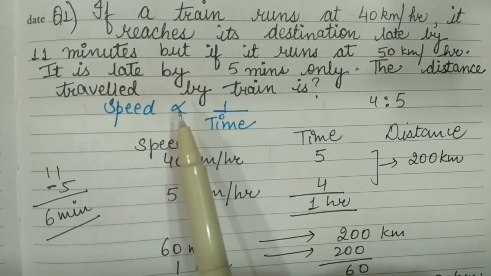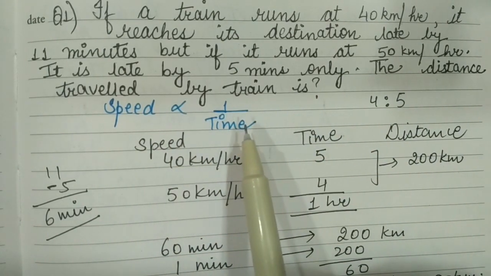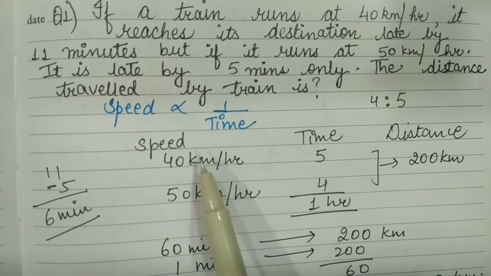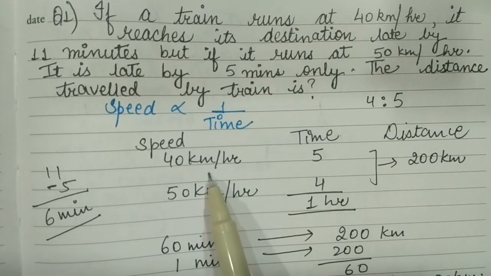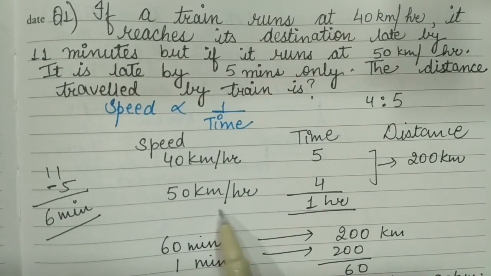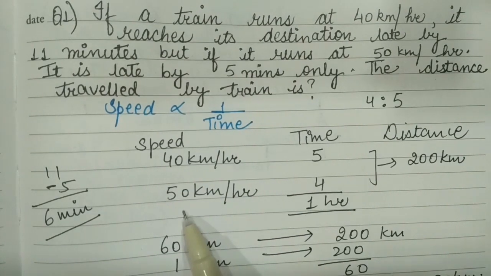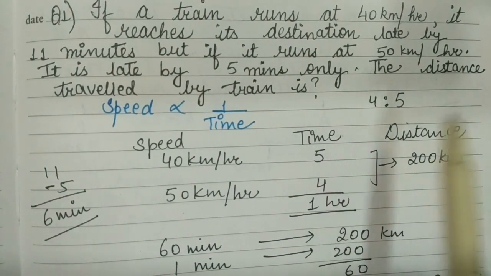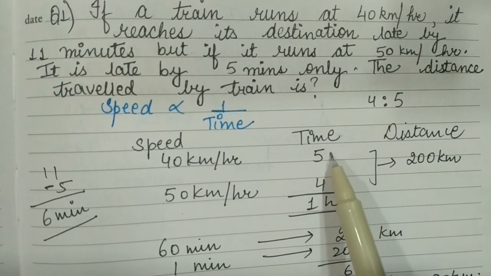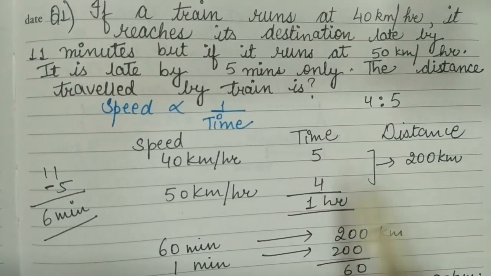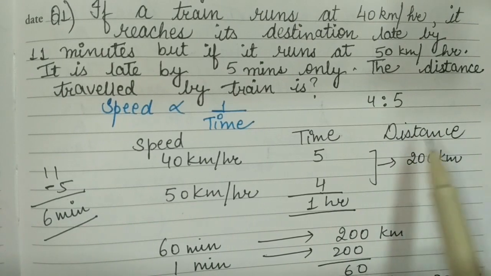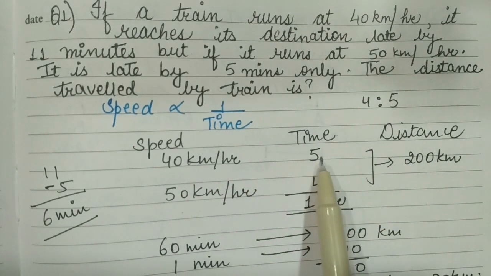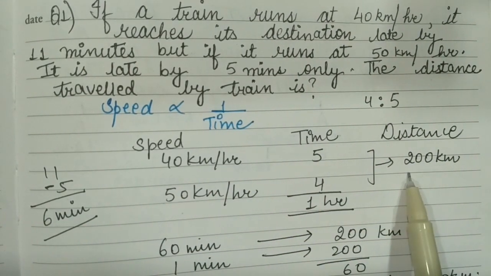We know that speed is inversely proportional to time. The speed given is 40 km per hour and 50 km per hour. So the ratio of speed will be 4:5. Then the ratio of the time will be inverse of it, that is 5:4. In both the cases, distance will be speed multiplied by time. So our distance here will be 200 km.